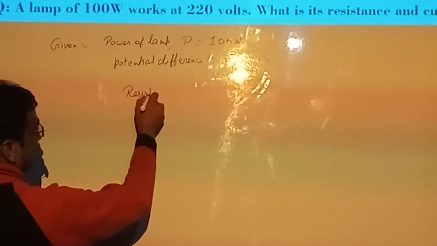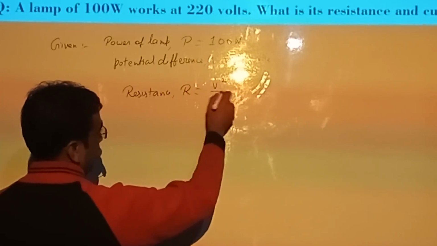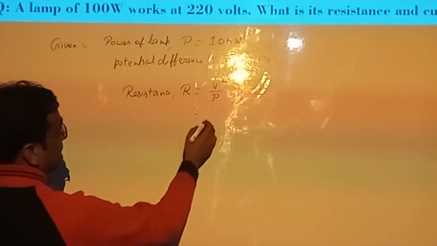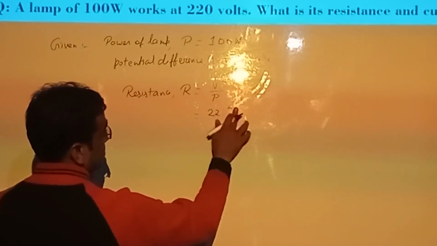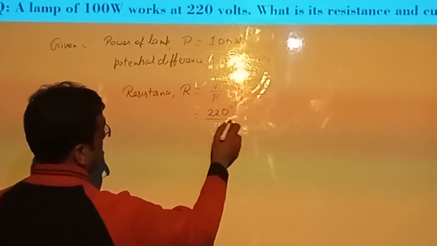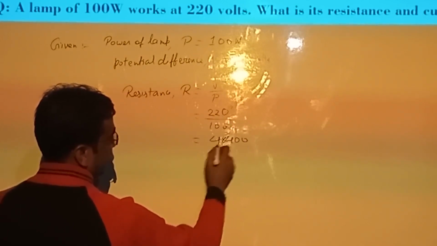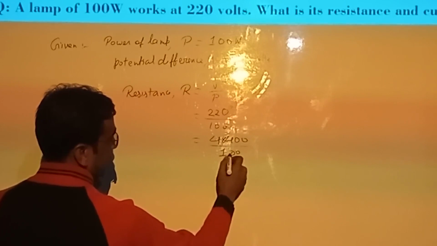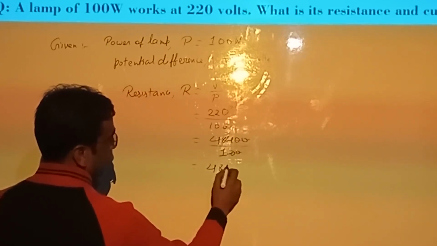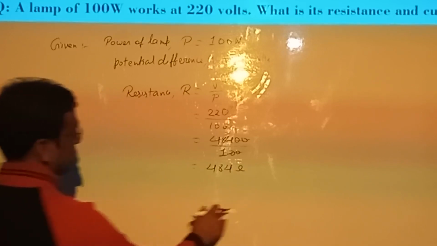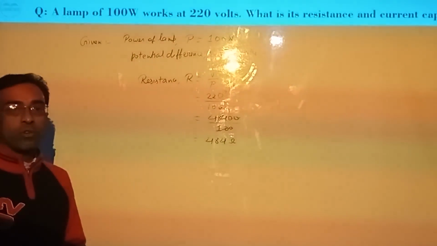Resistance R equal to V square upon P, that is V square upon P, that is 48400 upon 100, and cancelling the two zeros, we have a resistance of 484 ohm. It is the resistance of the lamp, that is 484 ohm.